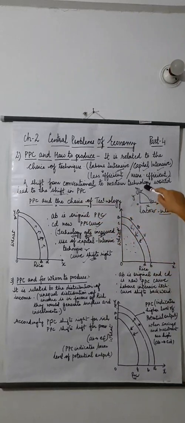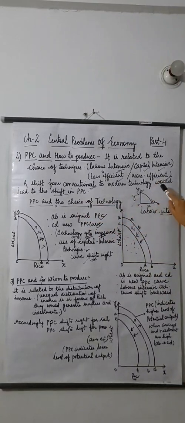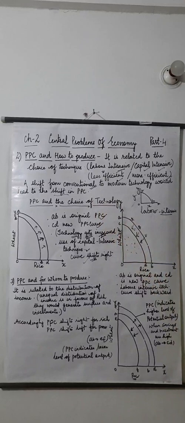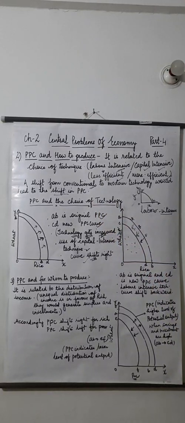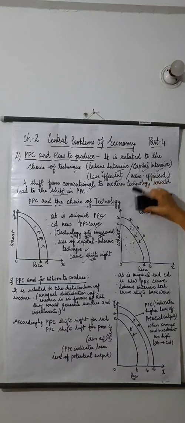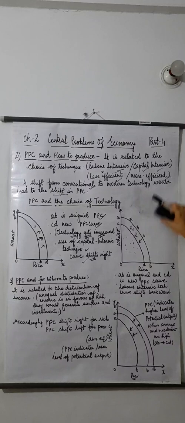So here we come to the point that when a person shifts from conventional to modern technology, this would lead to a shift in PPC. The PPC curve would shift somewhere. Now we have to understand how and in what circumstances.